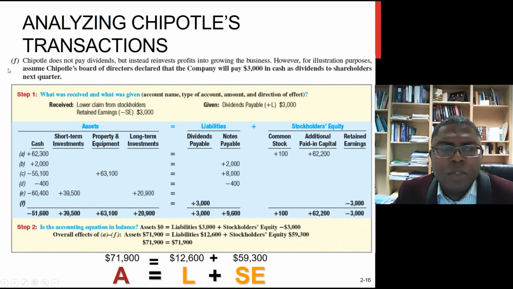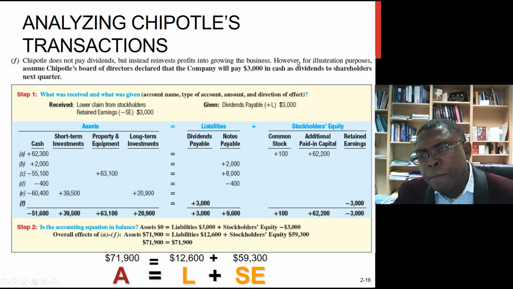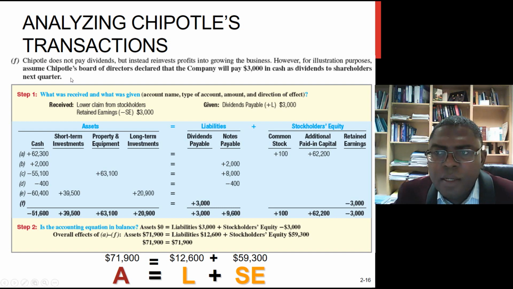The last transaction we want to look at is transaction F. Transaction F says Chipotle does not pay dividend, but instead reinvests profit into growing the business. However, for illustration purposes, assume that Chipotle's board of directors declares that the company will pay $3,000 in cash as dividend to shareholders next quarter. So if the company declares dividend, they promise to pay dividend of $3,000. What are the accounts that are being affected?